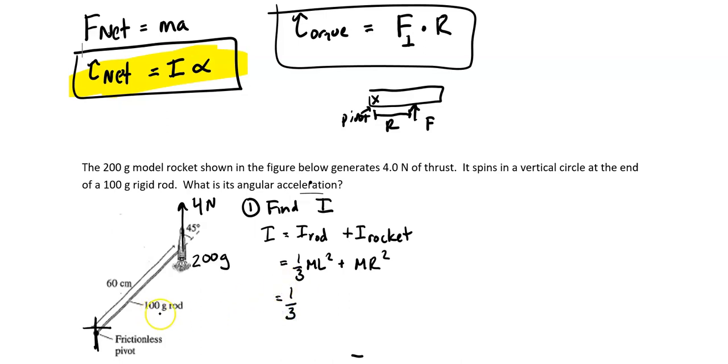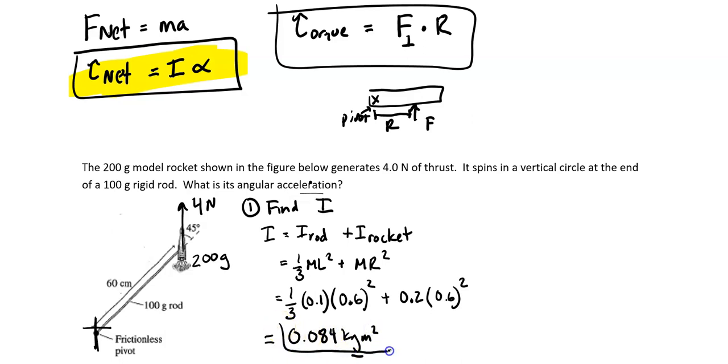So the rod has a mass of 100 grams, which is 0.1 kilograms. The length of the rod is 60 centimeters or 0.6 meters. The mass of the rocket is 200 grams, which is 0.2 kilograms. And the radius, the distance from the rocket to the pivot, is 0.6. Cool. Plug it into my handy dandy calculator and I get I, which is 0.084 kilogram meter squared. Okay, cool. So we got I.